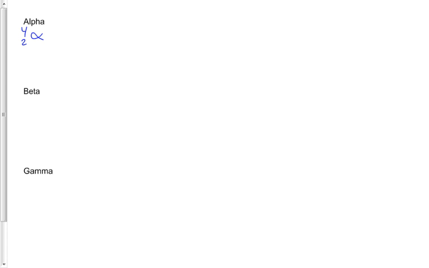Alpha decay involves releasing an alpha particle. The nucleus is really big. It's kind of cumbersome. It's not stable. A chunk of the nucleus breaks off. That chunk is the alpha particle.